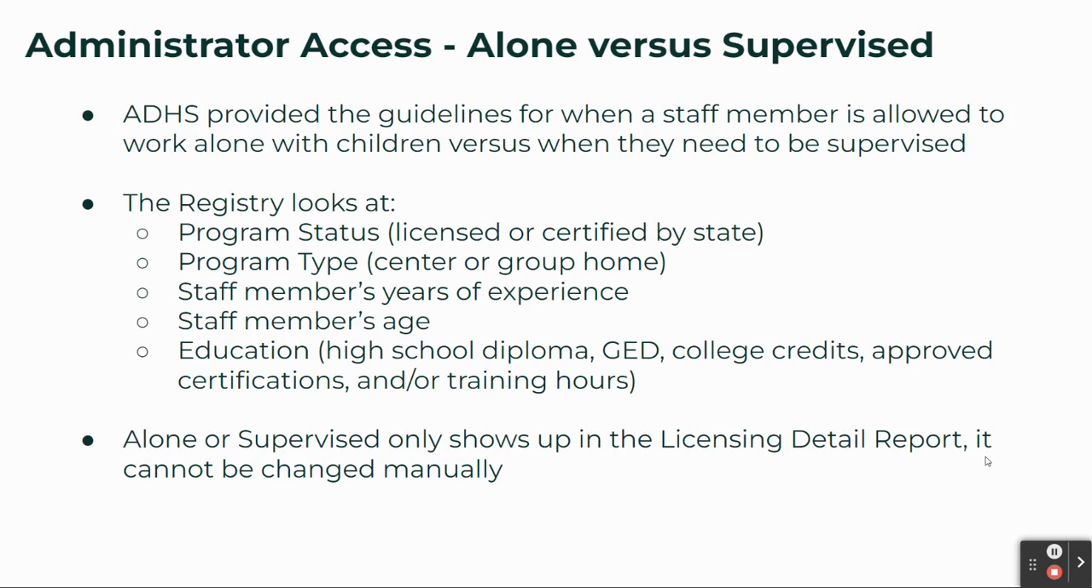So again, here we go. It looks at the program status, if you're licensed or certified, the program type, if you're a center or group home, the staff members' years of experience, the staff members' age, and then their education. And again, this is something that only shows up in the licensing detail report. This is really more for ADHS when they come out and review or do a site visit. A surveyor comes out and does a site visit to see, is this person supposed to be alone or are they supposed to be supervised?